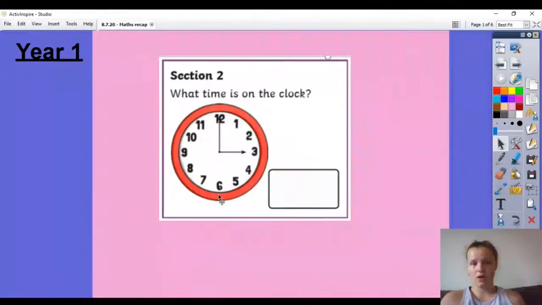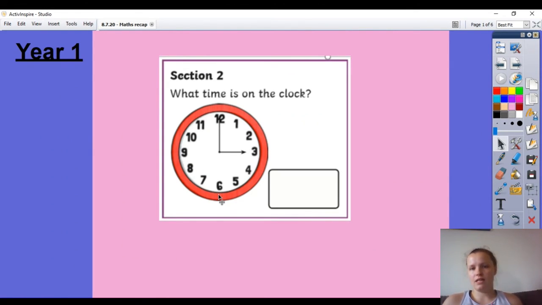So we're going to start off with the year 1 questions like we normally do. So I'm going to share that with us now. Just give me a second. Application, there we go. Okay, so year 1. Our first question is a time question. It's asking, what time does the clock show?